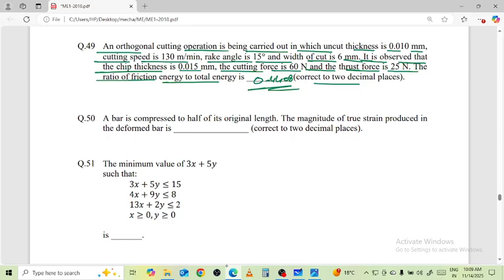Next, a bar is compressed to half of its original length. Magnitude of its true strain produced in the deformed bar is to be asked. Okay, true strain epsilon is log of final length to the initial.